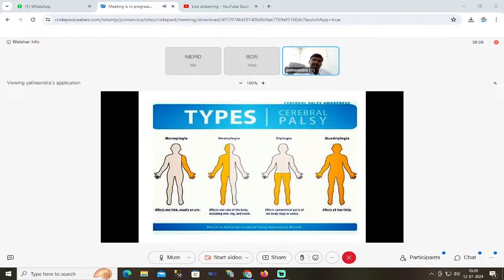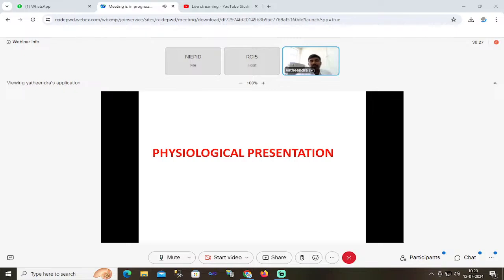So this is the differentiation. Clinically, when you see a CP child, we can analyze which part of the body is affected, whether it is monoplegia, hemiplegia, diplegia, or quadriplegia. And the most common form of CP is diplegia. Generally we will see that diplegia is very, very common. So that was about topographical presentation.